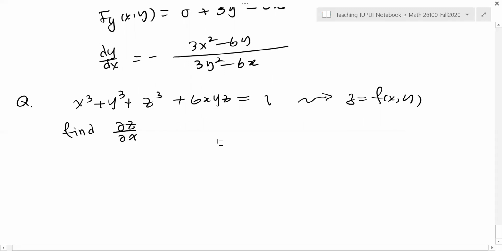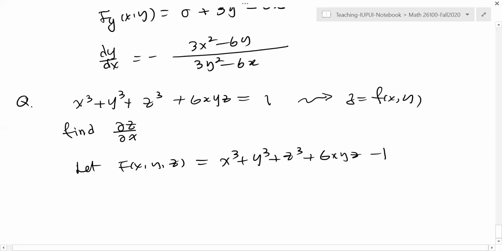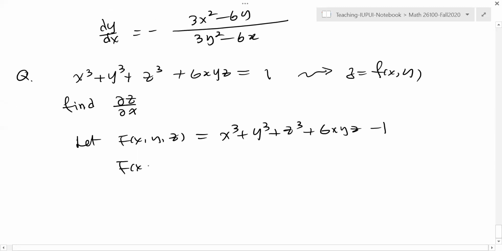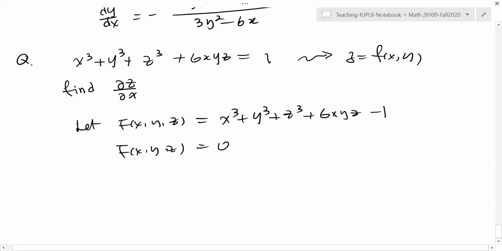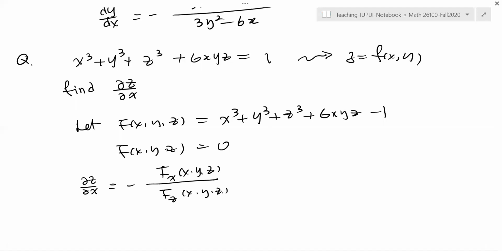Let me use a formula first. The above equation can be written in this form. I let capital F of x, y, z be x cubed plus y cubed z cubed plus 6xyz minus 1. I move 1 to the left-hand side, so the above equation becomes F equals 0. Then the partial derivative of z with respect to x is going to be negative F sub x over F sub z. Remember that. So you write this down first.